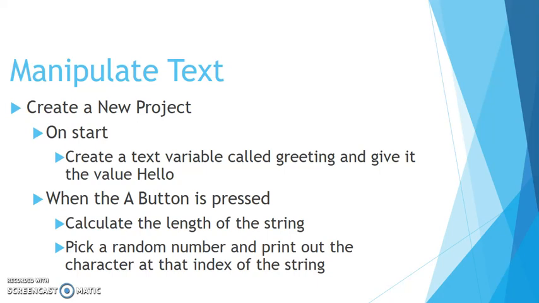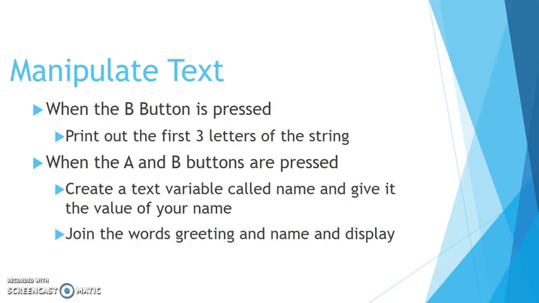We're going to calculate the length of the string, and then pick a random number between 0 and that length of the string and print out the character at that index of the string. So that's just showing you looking at the character at a particular index. When the B button is pressed, we're going to do a substring, so we're going to print out the first 3 letters of the string.